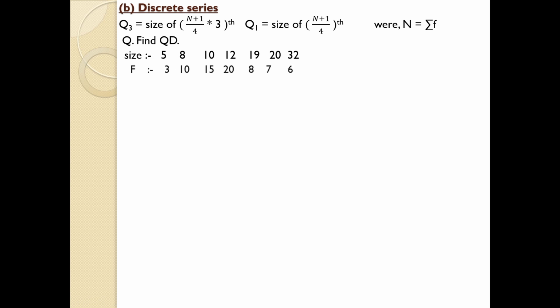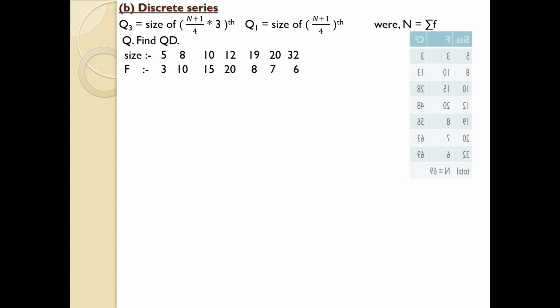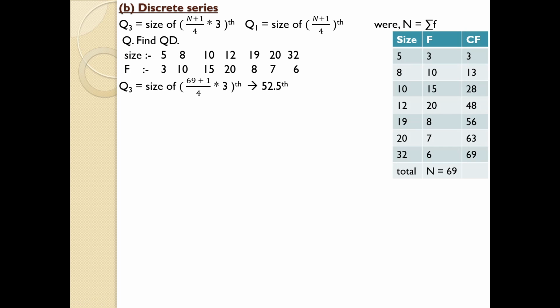X is given, F is given, so it can be written in a table like this. So remember, in quartile deviation, in case of a discrete series, X is given, F is given, and you need to find cumulative frequency. And I hope you know how to find cumulative frequency. You need to find the cumulative frequency and note it in the table. Once you find the cumulative frequency, you have to use the equation for Q3 and Q1.